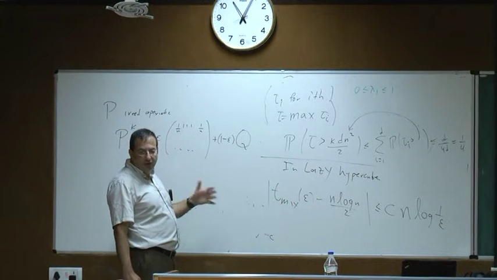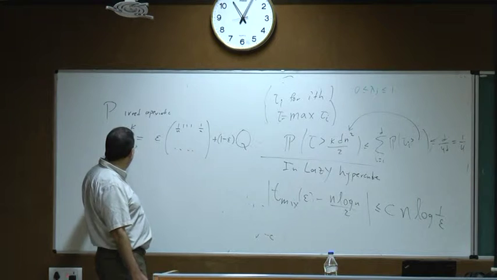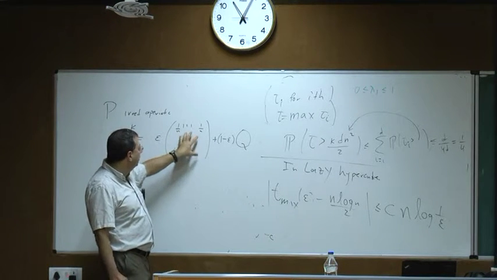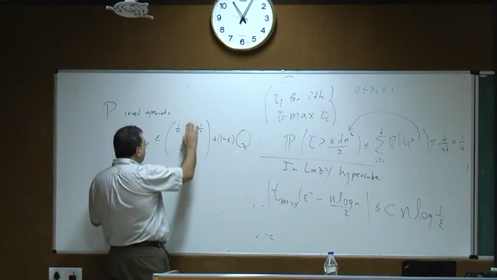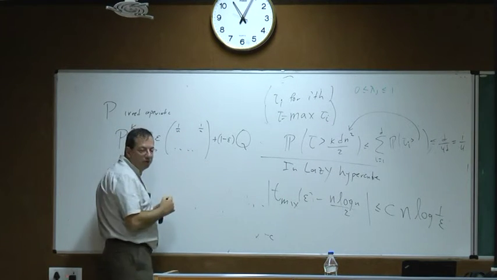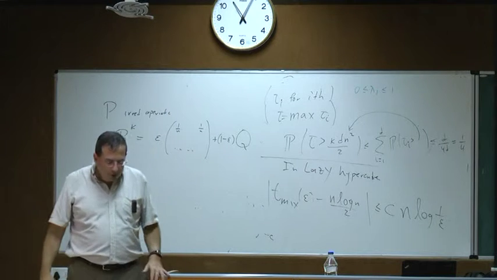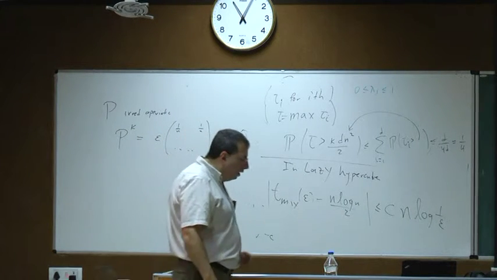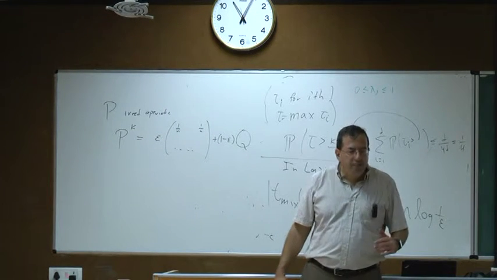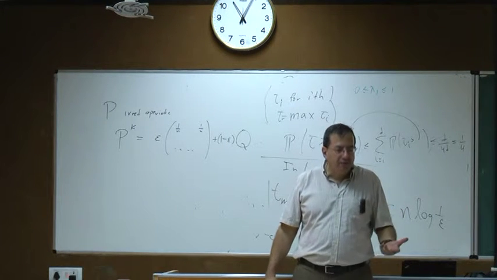Because this is stochastic and this is stochastic, this is the matrix of all 1 over n's. Everything is 1 over n in this matrix. So Q is also a stochastic matrix. Taking a step in P to the K is like taking K steps in P.